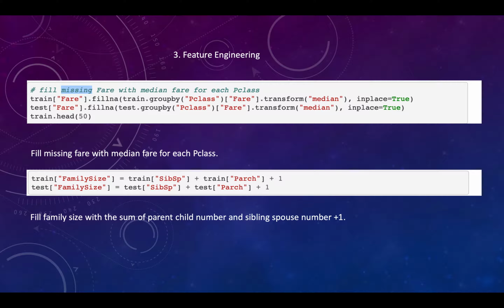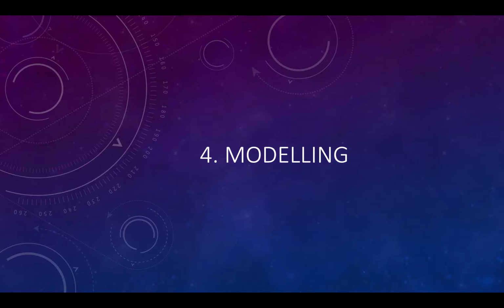And we also create family size by summing the sibling spouse number plus the parent children number plus 1 to calculate the family size number. So we do a lot of feature engineering to make our data more organized, then we can train our model. The fourth part is called modeling.